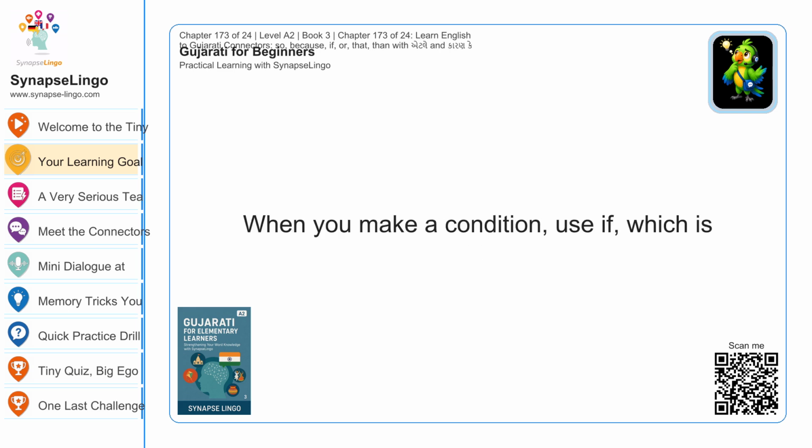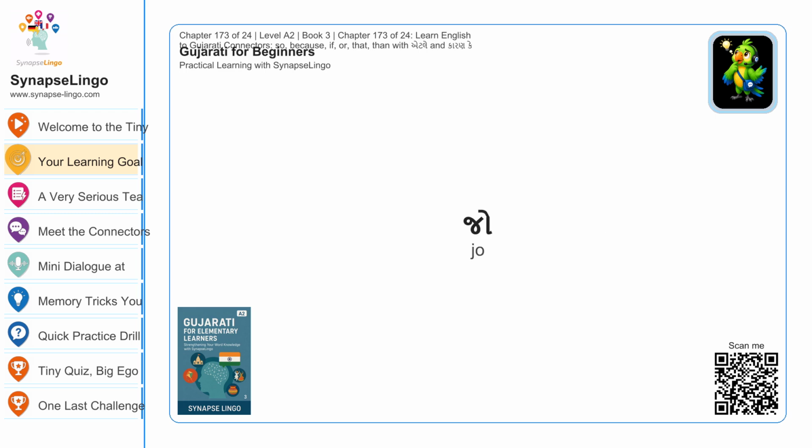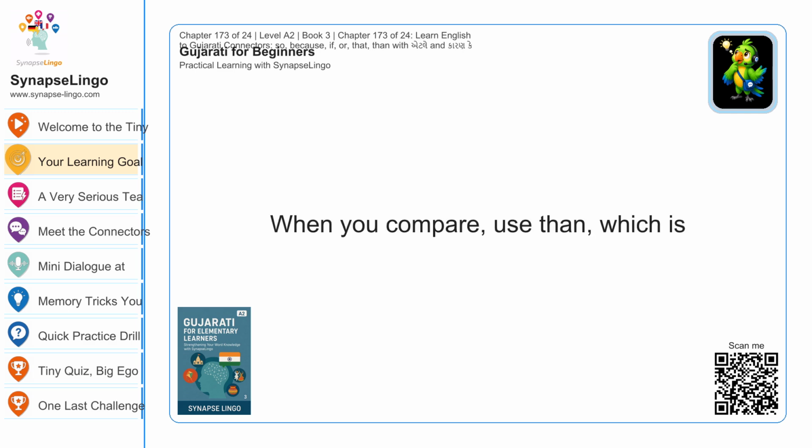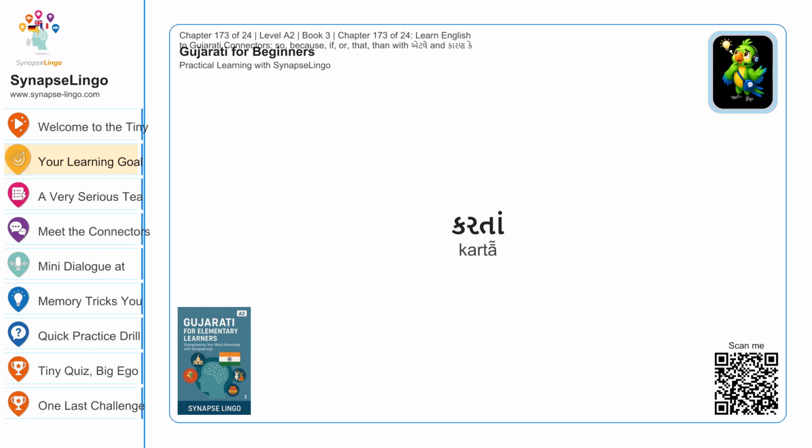When you make a condition, use if, which is જો. Example: જો it rains, we stay home. When you choose, use or, which is અથવા. Tea, અથવા, coffee? Dangerous question. When you link clauses with that, use કે. I know, કે, he is here. When you compare, use than, which is કરતા. This tea is hotter, કરતા, that one.